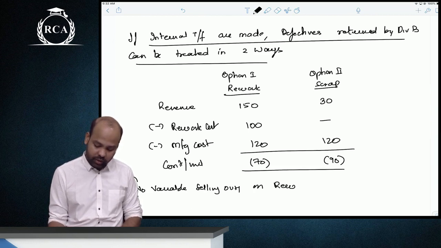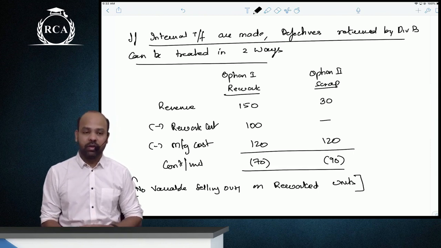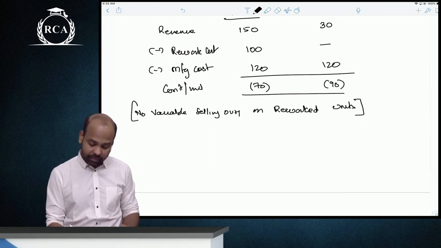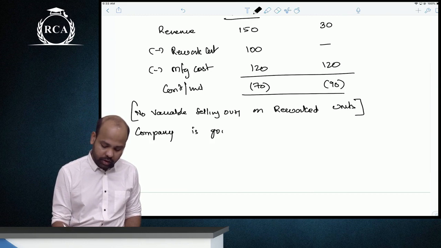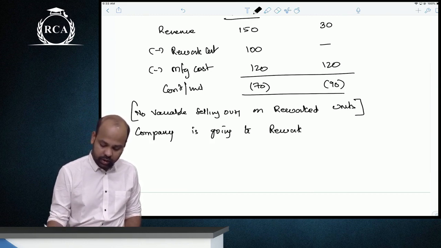You tell me guys, what is the company likely to do? Will the company rework the defectives, or will they sell them as scrap? Sir, the answer is, sun lo beta, I'll give you time to copy. The answer is very clear, sir, on the basis of the calculations that you have presented, that the company is going to rework defectives. Yes or no? As the loss is lower, rework defectives.